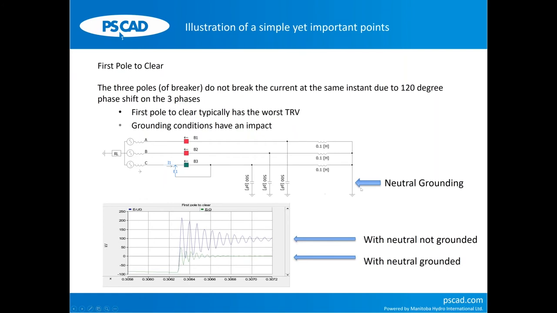So from the TRV point of view, for a grounded system you always get a relatively smaller TRV, and for an ungrounded system you get a very large TRV across the breaker. Therefore, you have to pay attention to your grounding system. Generally, you carefully model it and capture all this information, so you do not worry, but it is still an important point.